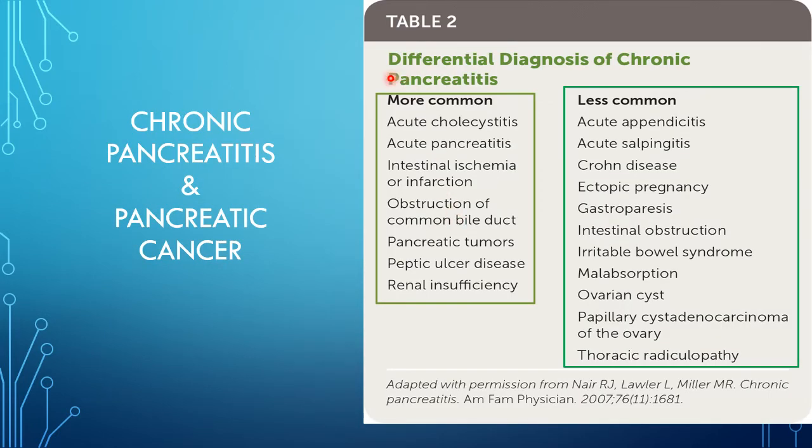The differential diagnosis of chronic pancreatitis include two groups. One more common, including acute cholecystitis, acute pancreatitis, intestinal ischemia or infarction, obstruction of the common bile duct, pancreatic tumors, peptic ulcer disease, and renal insufficiency. Whereas less common list of conditions as shown here.